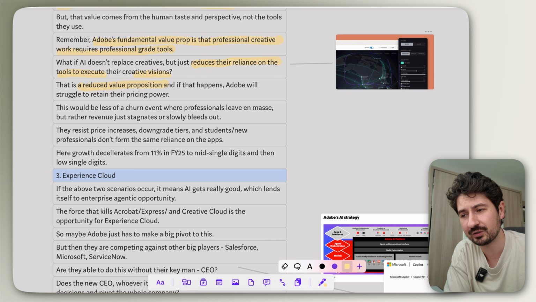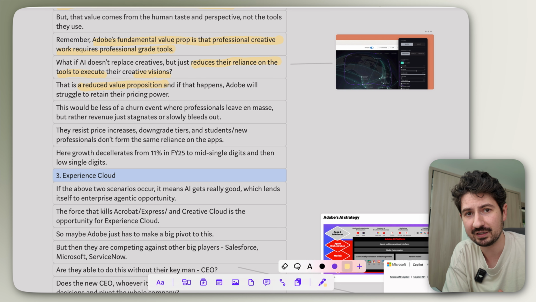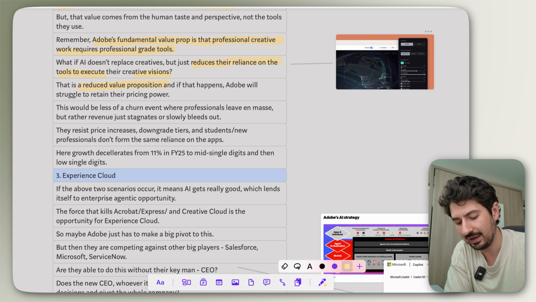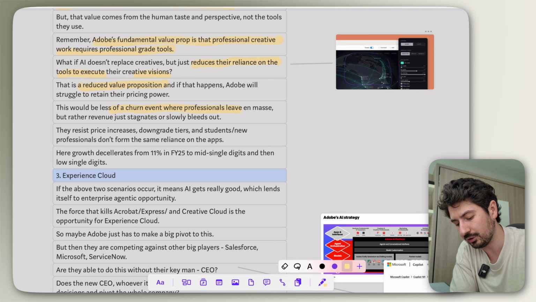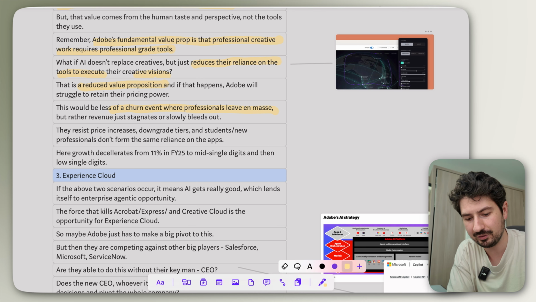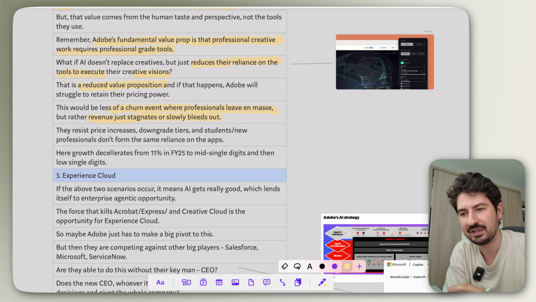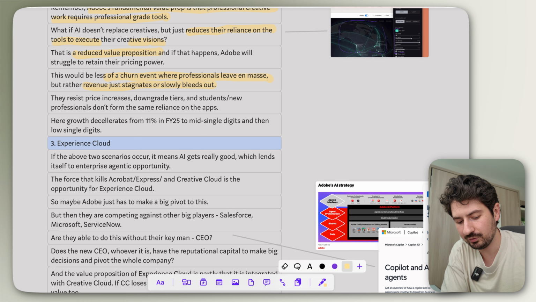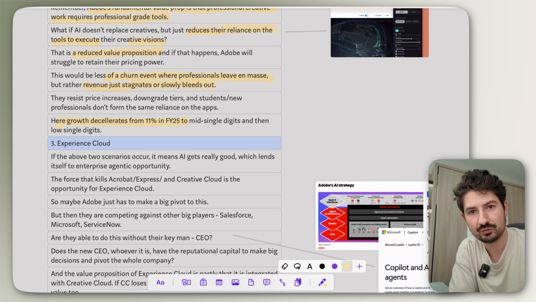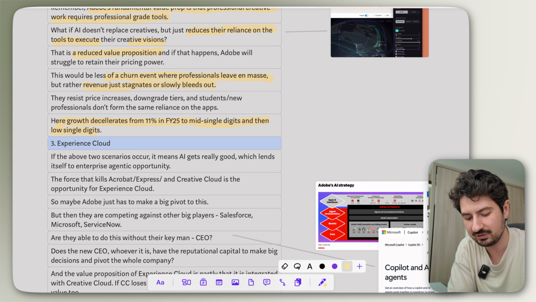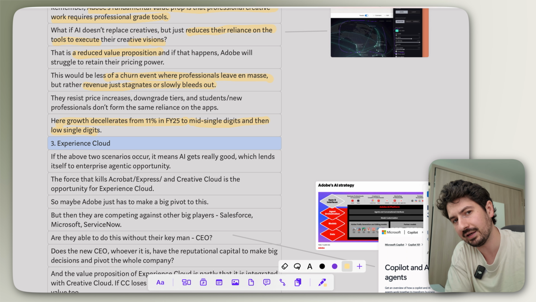And that's why I'm forecasting a slow erosion. I think they're going to try to increase their costs, but what they're going to see is that they're going to have professionals slowly churning out rather than leaving en masse, which leads to a stagnation of their revenue or a slow decreasing of their revenue over time. So if we have a current growth rate of 11% in FY25, I'm going to forecast a deceleration to sort of mid-single digits and then low single digits way out into the decade.